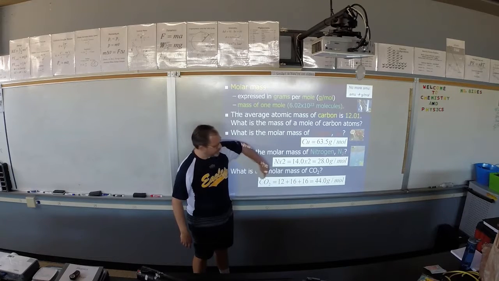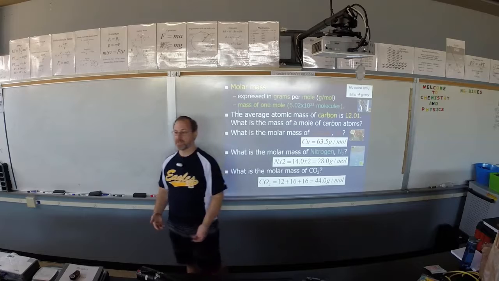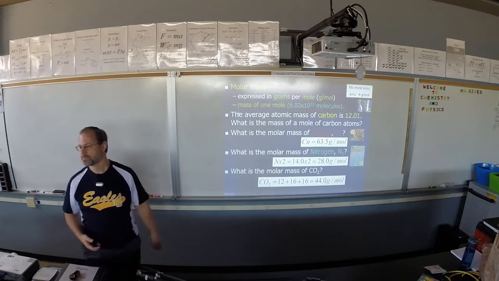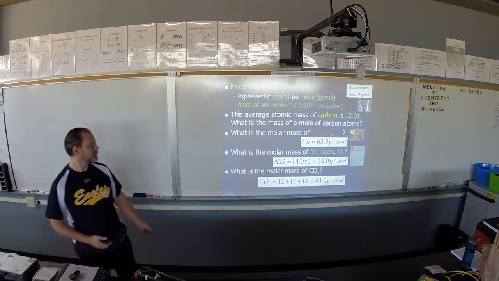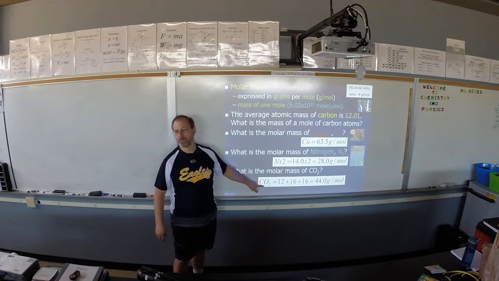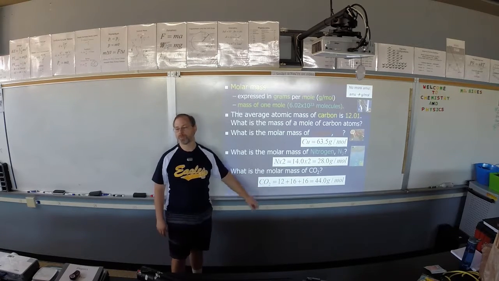You got one carbon and two oxygens. Carbon gets you 12, the oxygen gets you 16 and 16. Then you just add them together. So you only add, don't multiply? You can multiply the 16 by 2, but you add the 12 to the 16 times 2. Don't multiply them together.